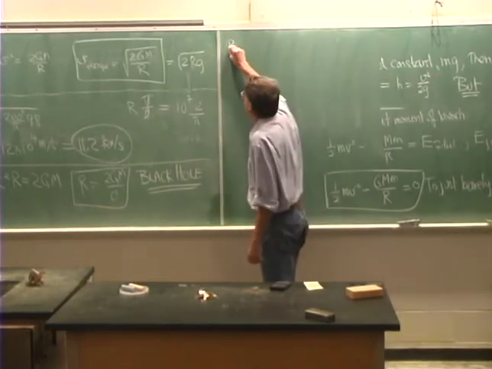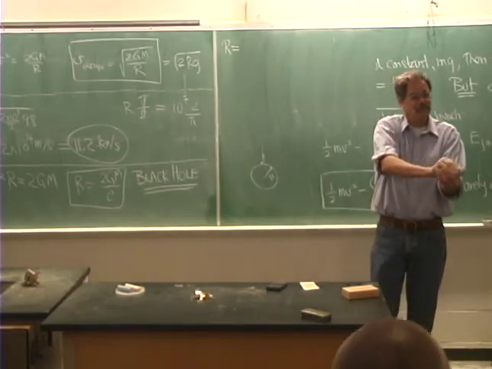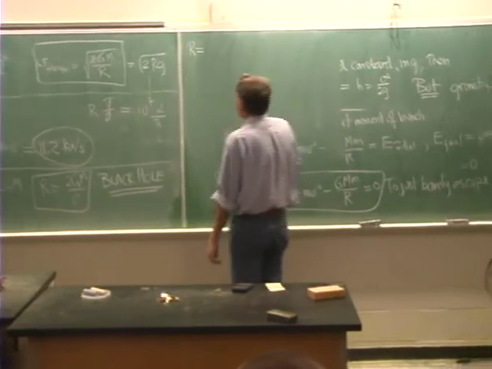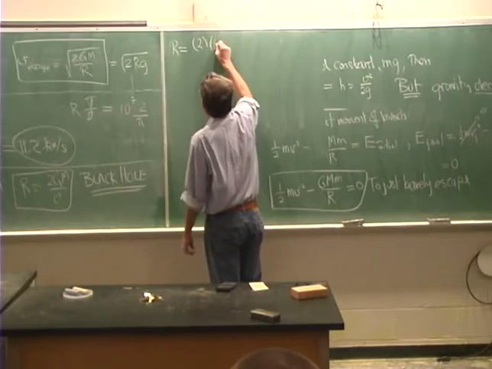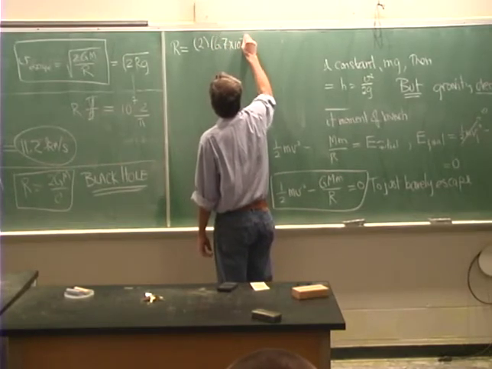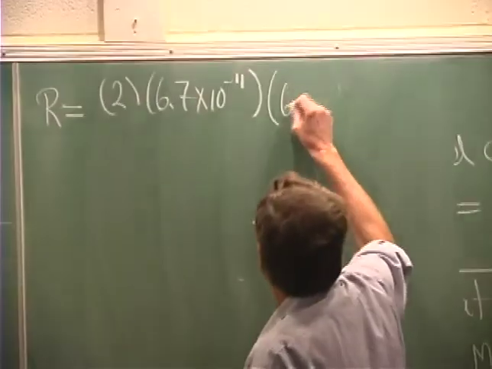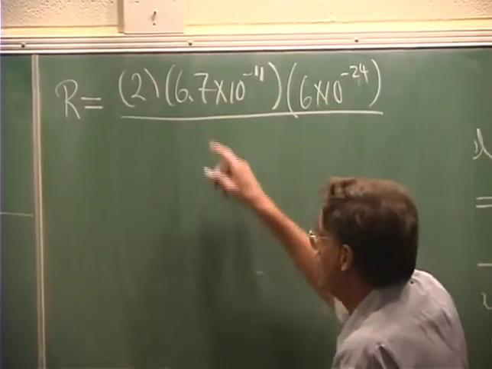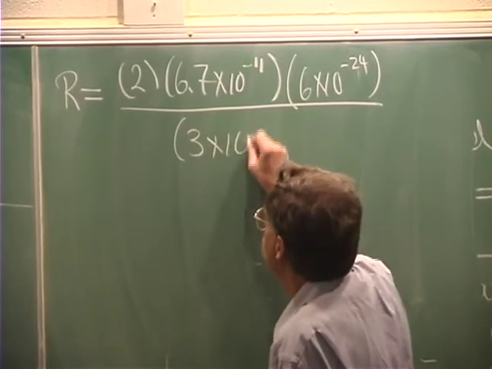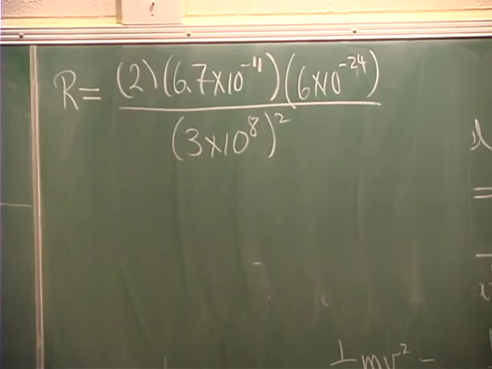What would the radius of the Earth be if the Earth were a black hole? If you took the Earth and squashed it down like a snowball or something like that, it would be 2 times G, that's 6.7 times 10 to the minus 11, times M, the mass of the Earth, which I did bring with me, 6 times 10 to the 24 kilograms. Divide that by c squared, where c is 3 times 10 to the 8 meters per second.